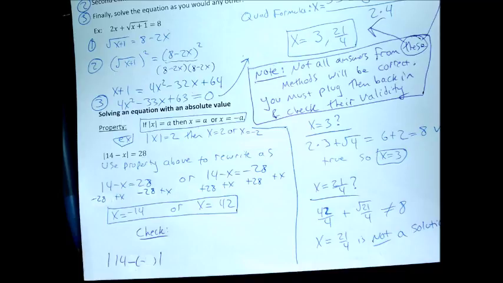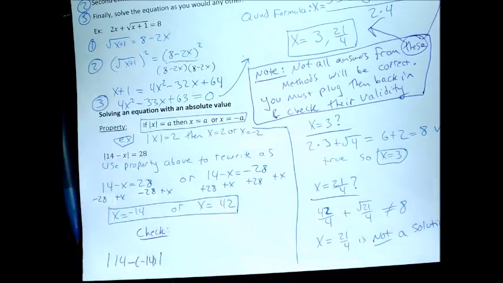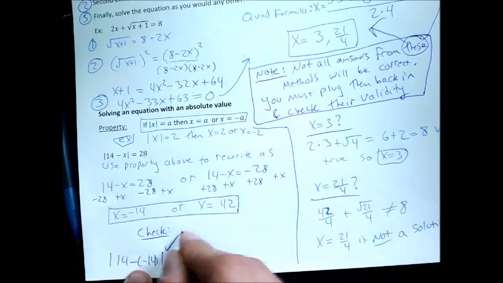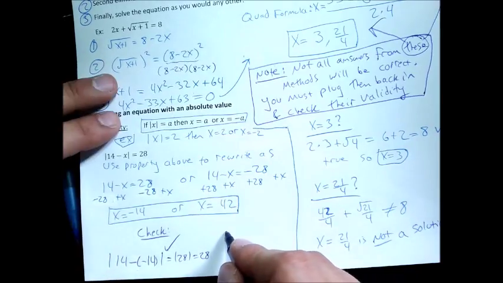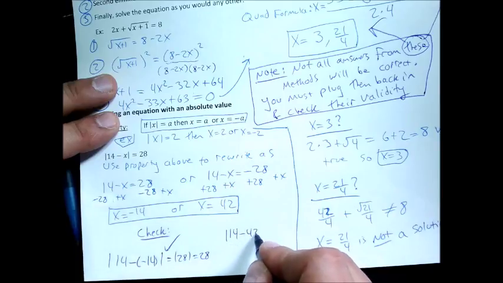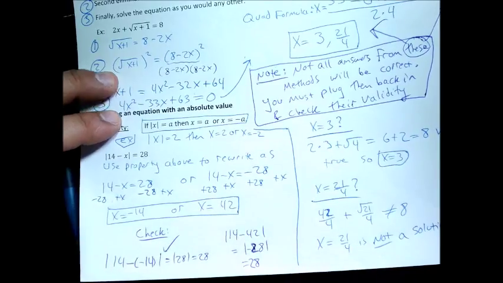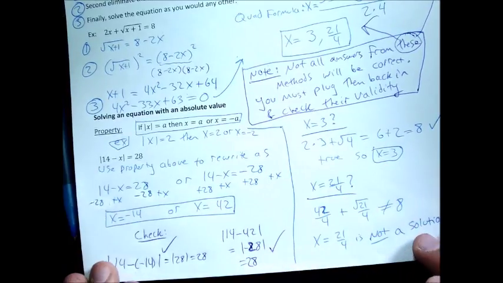So if I plug in a minus 14, we get 14 minus minus 14. My goodness. And so the double minus turns into a plus, right? And we get the absolute value of 28, which is 28. So that's good. So negative 14 works, excuse me. And if we plug in a 42, we'll get 14 minus 42. That equals the absolute value of negative 28, which becomes positive and gives us positive 28. So that one worked as well. So both of those are good solutions.